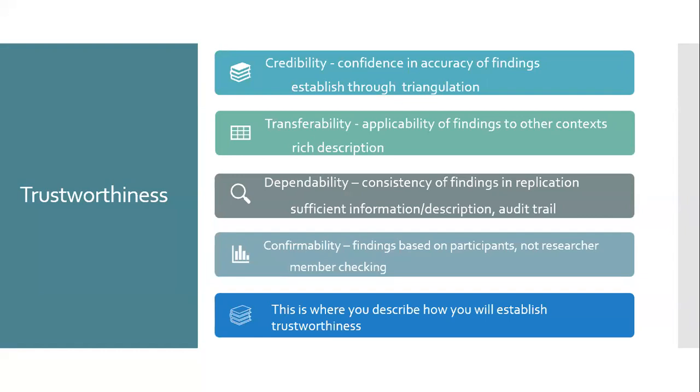Transferability, how applicable the findings are to other contexts. That's why we look and we talk about the context. We describe that. We provide thick, rich descriptions. We give what are called descriptive statistics or demographics so that other researchers can see how different their population is from ours.